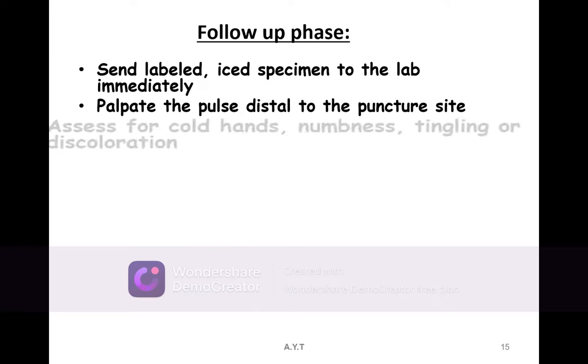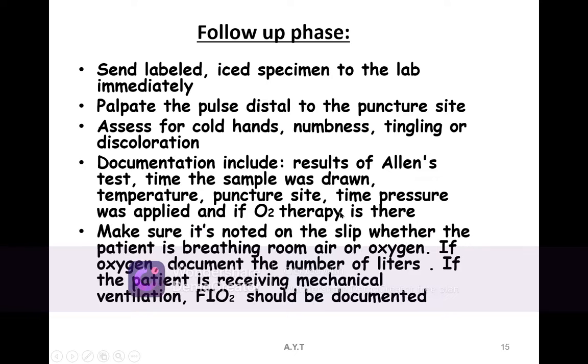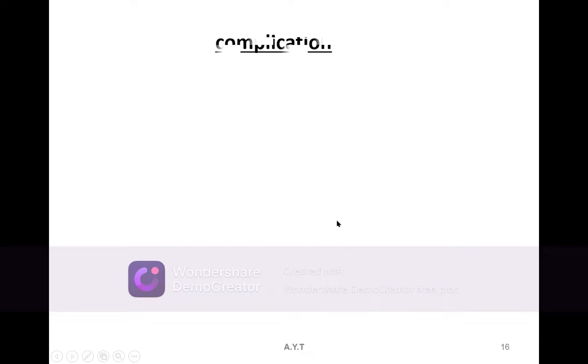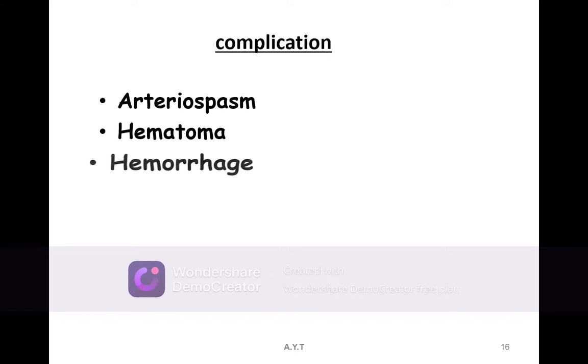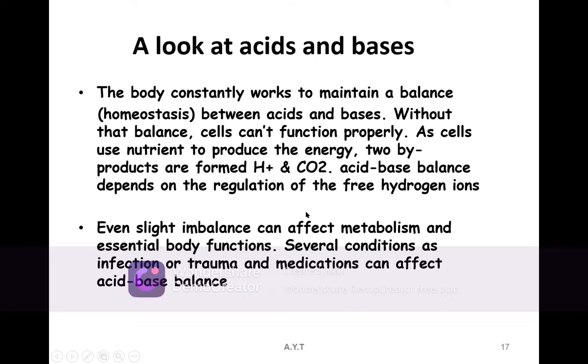The follow-up phase: label this patient with name, what you want to do, time, etc. A sticker should be placed on that site, and the sample should be dropped to the laboratory immediately. Complications are hematoma, hemorrhage, arteriospasm, distal ischemia, infection, numbness. Now the Allen's test should be done, and then you go for the collection of the sample and give it to the lab, and the lab will report to you.